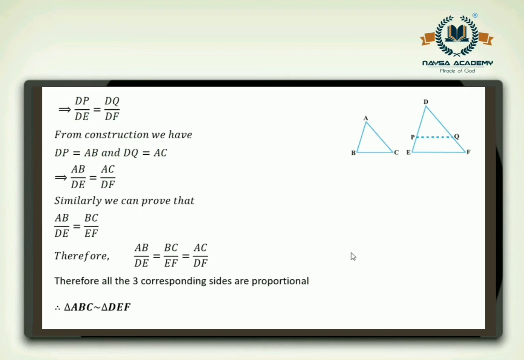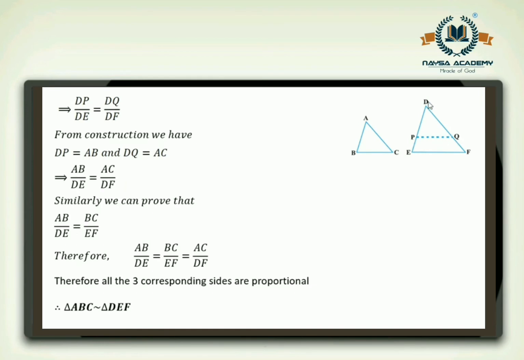Now if I revise again what we have done, we have taken points P and Q on DE and DF in such a way that AB equal to DP and AC equal to DQ. Then first we have proved that triangle ABC and triangle DPQ are congruent, and by that we have proved that angle B and angle P are equal. Now angle B and angle E are equal, it is given. So we have proved that this angle P and this angle E are equal, and therefore this side PQ and this side EF are parallel.